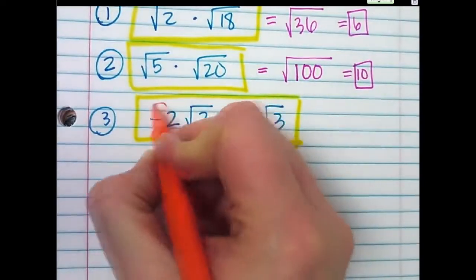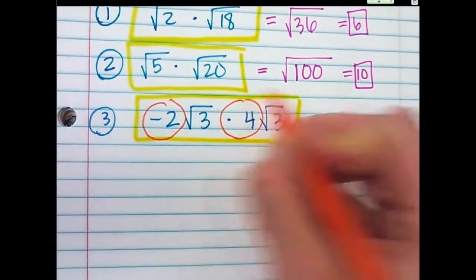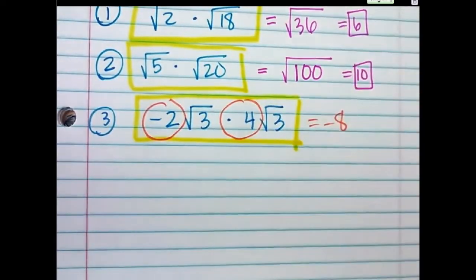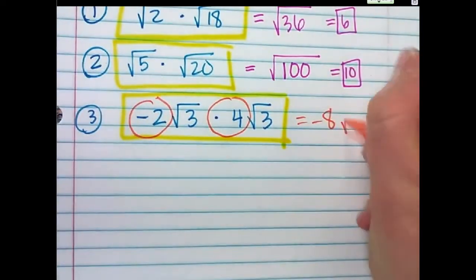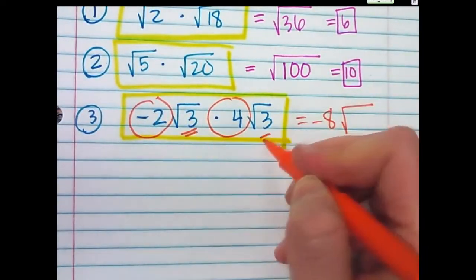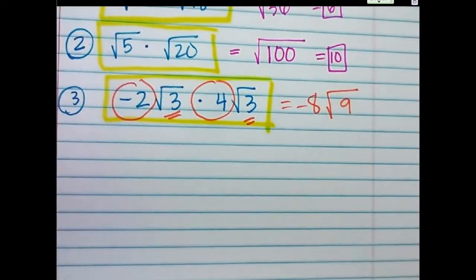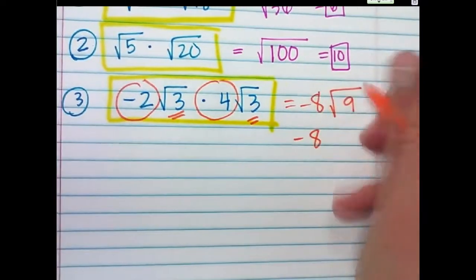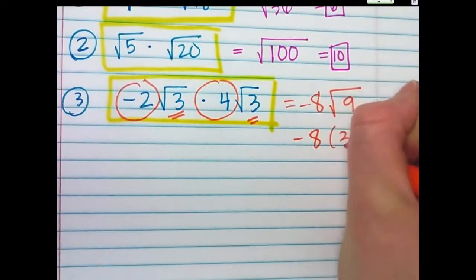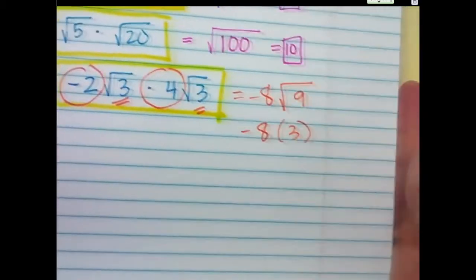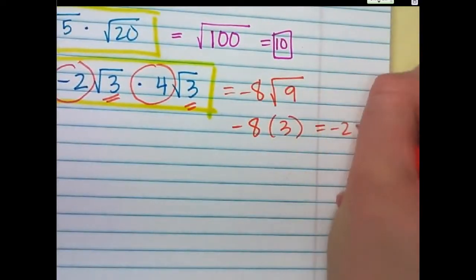So I'm going to do the negative 2 times the 4, which is negative 8. And then under the radical, I have a radical 9. Right, 9. So negative 8 square root 9. Can I simplify that at all? Yes. Square root of 9 is 3. And so my answer is negative 24.